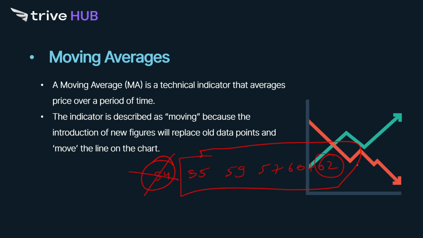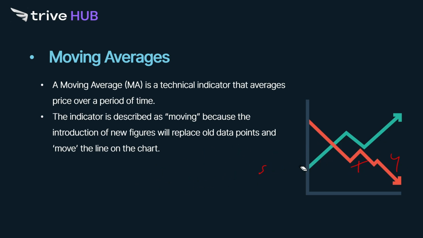When the next day the price is added, let's say 64, then this price will get eliminated and we will continue with the last 5 values each and every day. So this is why the moving average is moving in nature. It's moving ahead and removing the last data point. Alright, so it replaces the old data points and moves the line on the chart.